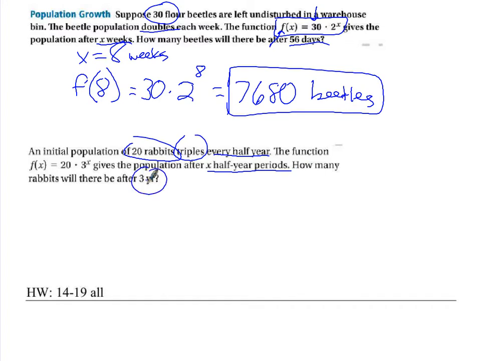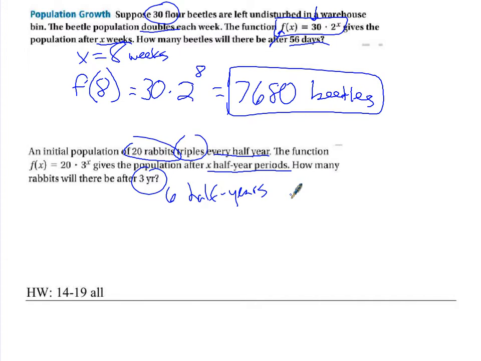So what do we need to do here? Convert 3 years to half years. If we're talking about 3 years, then how many half years have we talked about? 6 half years. So I'm going to turn this 3 years into 6 half years right away so that I don't forget. Because otherwise I'm not going to have nearly as many rabbits as I should in my answer.